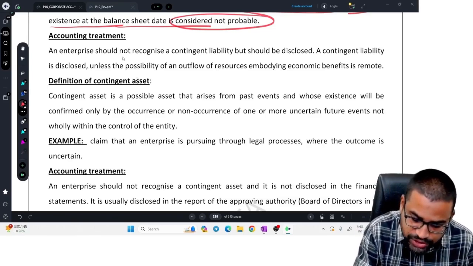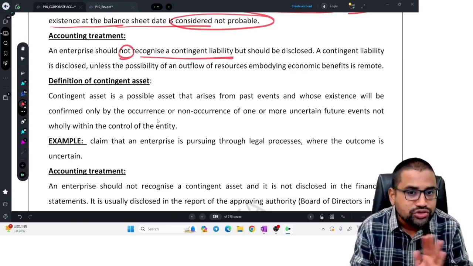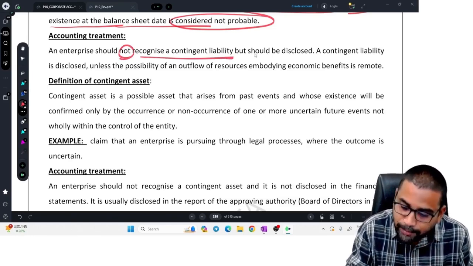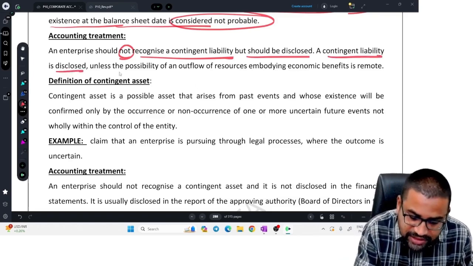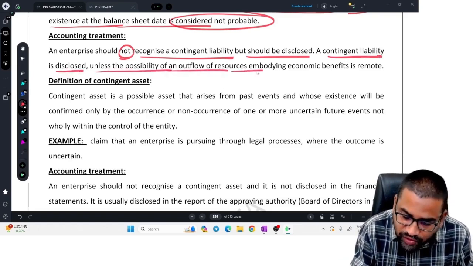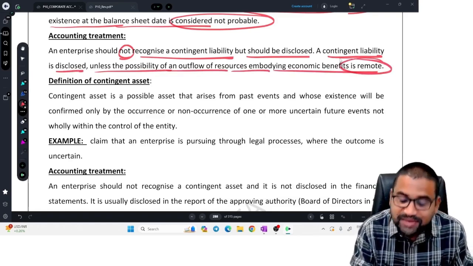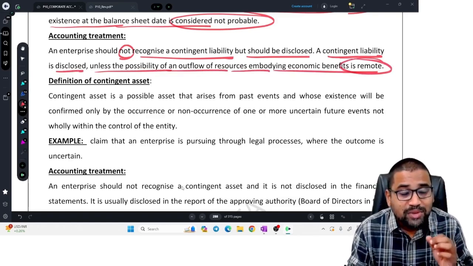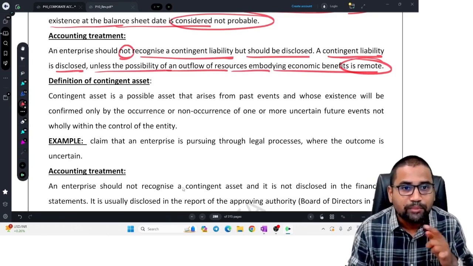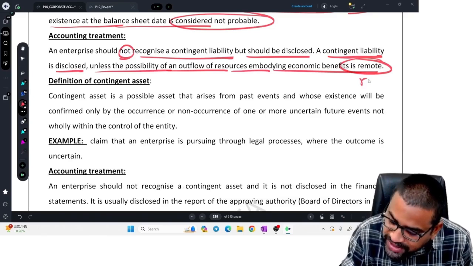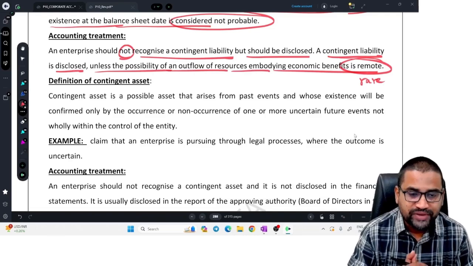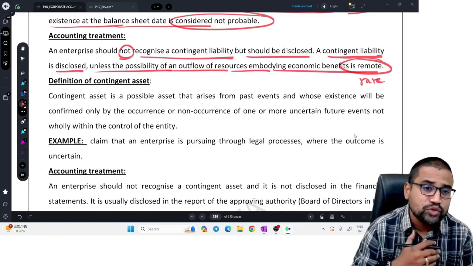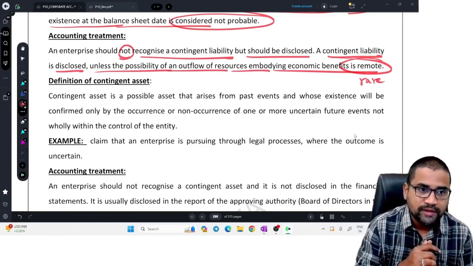An enterprise should not recognize a contingent liability. That means it should not be recognized in the normal books, but it should be disclosed. Where? In the notes to accounts. A contingent liability is disclosed unless the possibility of outflow of resources embodying economic benefits is remote. Remote means rare. Unless the possibility of outflow of resources embodying economic benefits is rare, there is no need to disclose it in the notes to accounts. That means what?